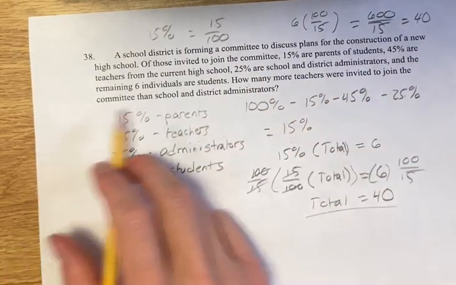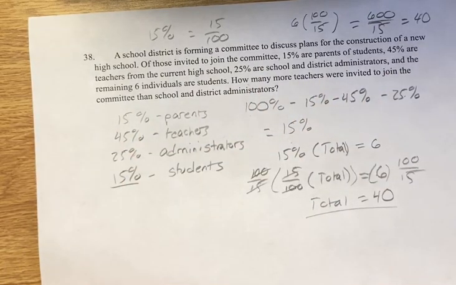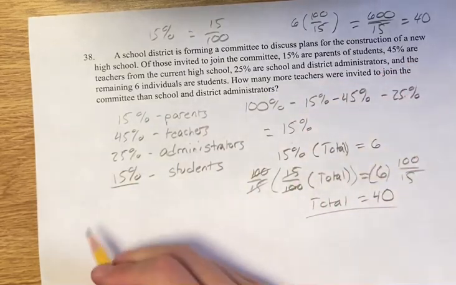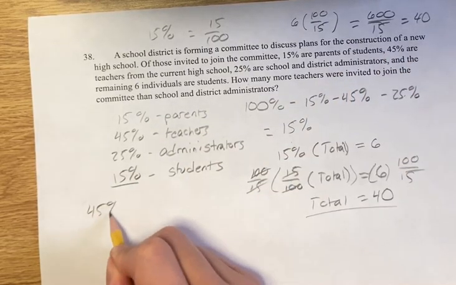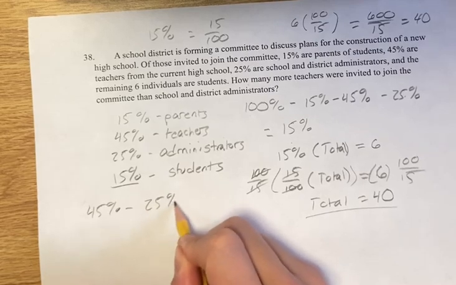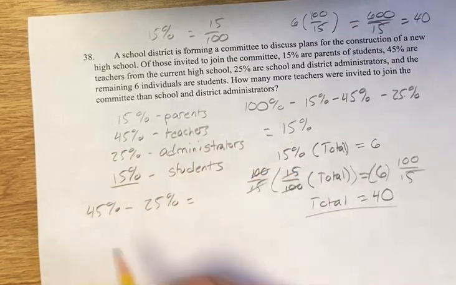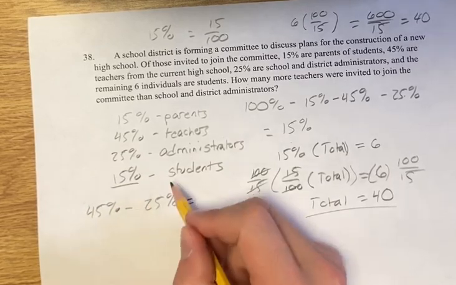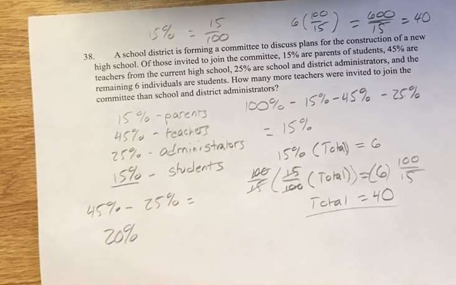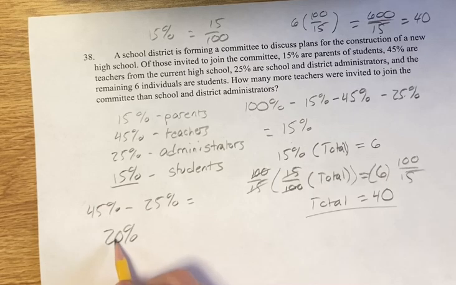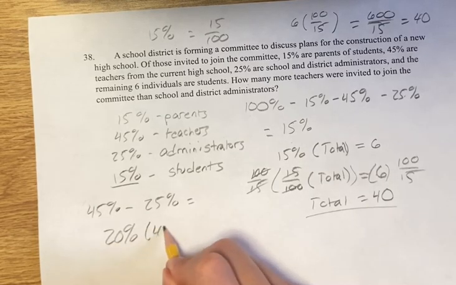to join than administrators. So the difference between these two groups is going to be 45% minus 25%. Right? This is how many more teachers there were than administrators. How much bigger is 45% than 25%? Well, it's 20% more. And we're taking 20% of the total, 20% of 40.